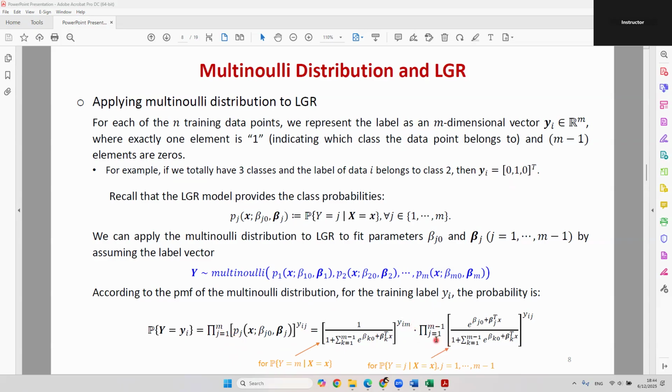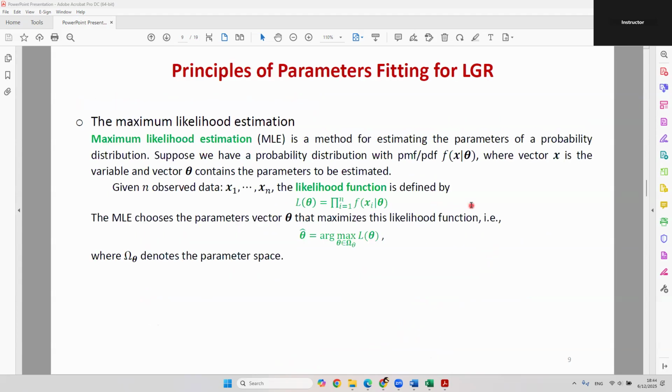Then it will be a multiplication from j equals 1 to m minus 1. And then it will be this. So here we got the PMF of this. But here we still have beta k0 and the beta k vector. How can we figure this out? Here we do not have normal equations anymore because we do not have an explicit solution. But we're going to use a method called maximum likelihood estimation, MLE.